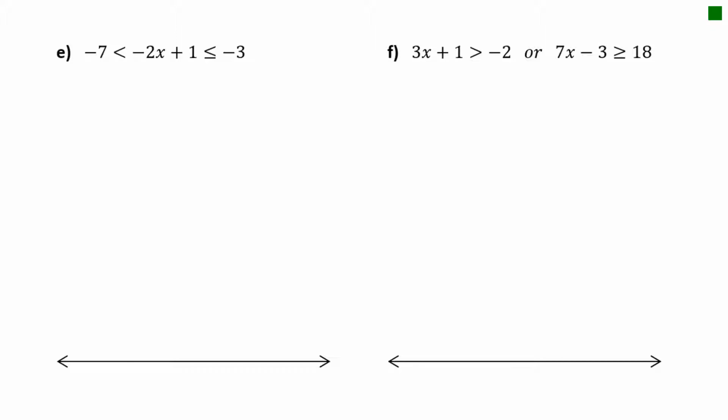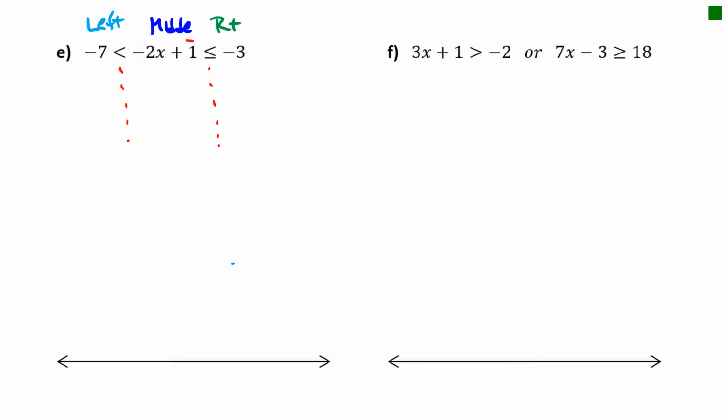Okay, now this one's kind of weird. You have 3 parts on E. You've got the left, you've got the middle, and you have the right. Do you see those 3 parts? They could be separated by the less thans. So I can do this 2 ways.